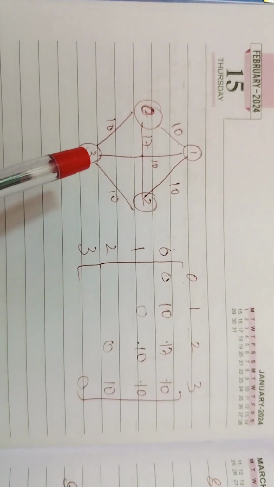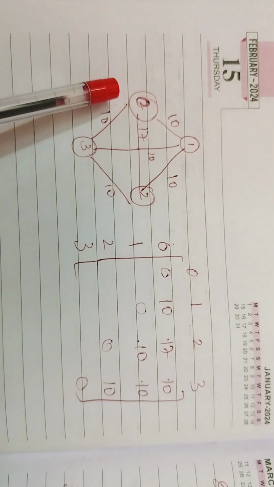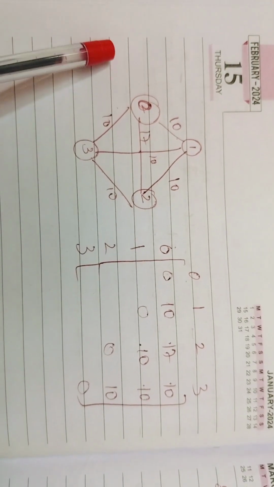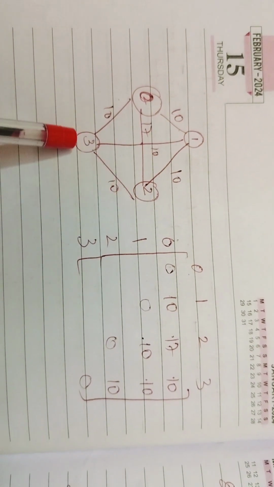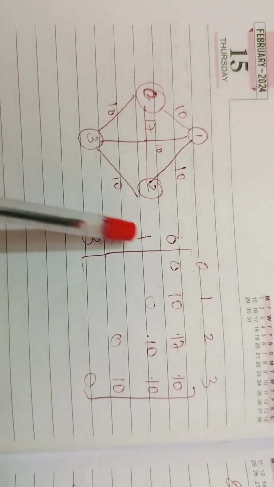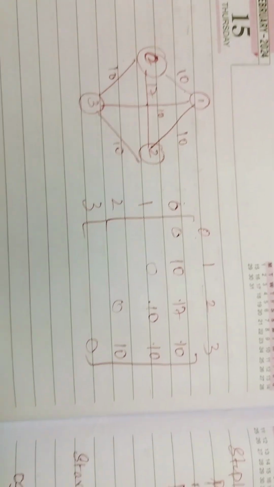Dear students, consider the travelling salesman problem. Consider we have 4 nodes 0, 1, 2 and 3, and this is the distance from 0 to 1, 1 to 2 and 2 to 3, and from 0 to 2. So all over we have a distance of 10, except from 0 to 2 we have a distance of 17.